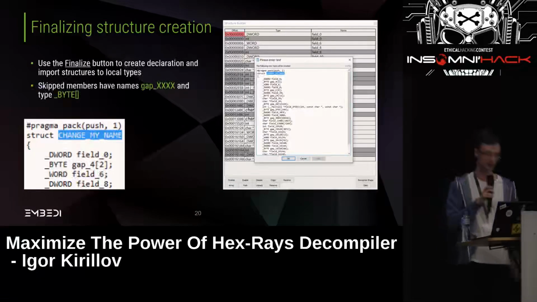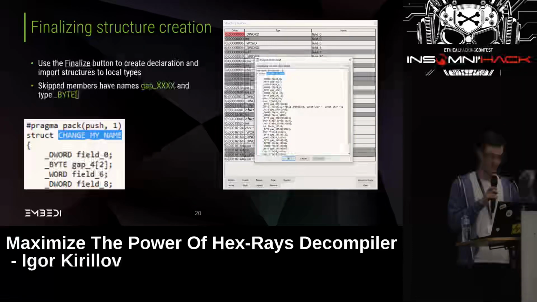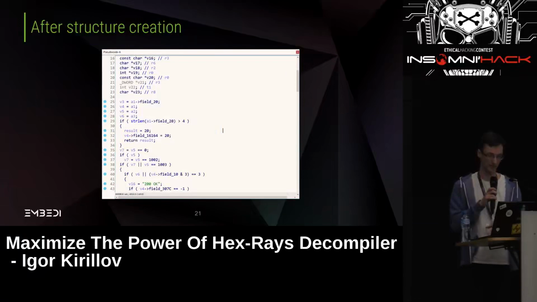After resolving conflicts, we can press the finalize button and get the final declaration of the structure, which you can see on the slide. As sometimes members don't cover the whole structure, padding is created for non-existent members. It has the type of array of bytes and the name gap with offset. After pressing the OK button, the new type is imported to local types. The pointer to this type is applied to all variables that have been scanned.